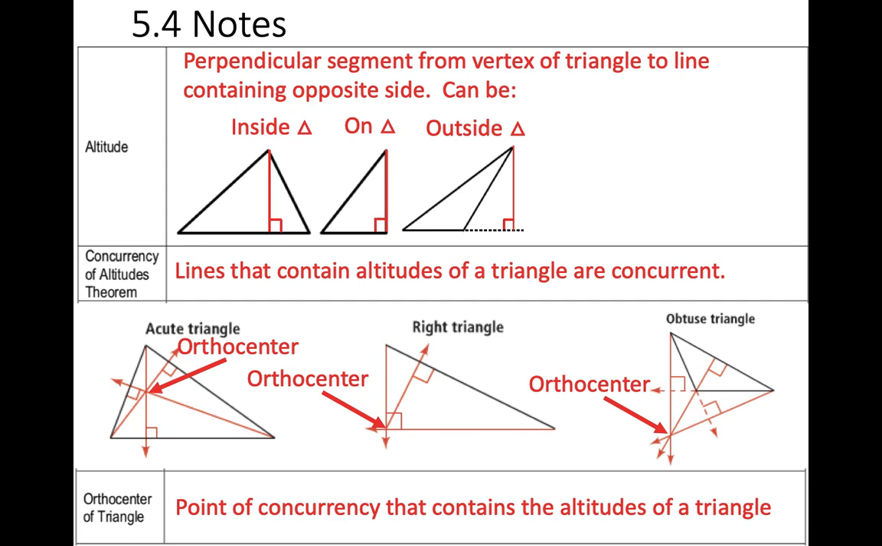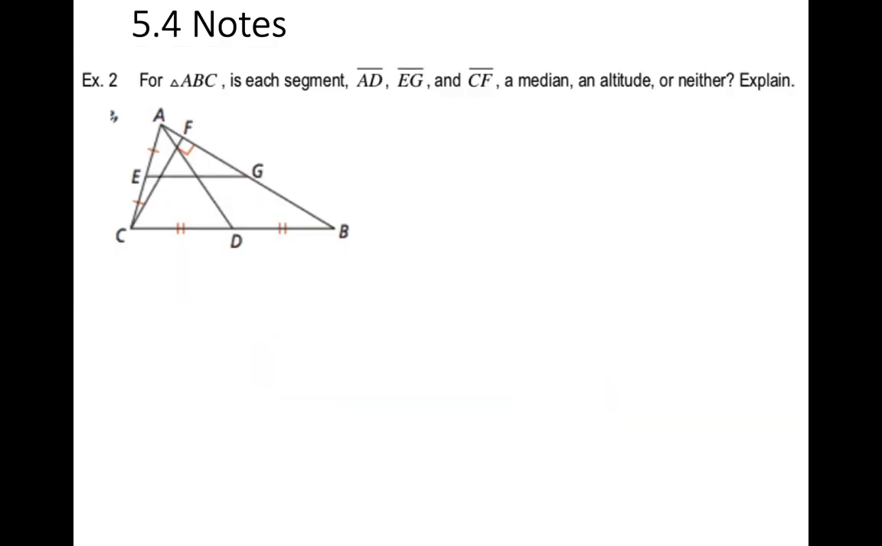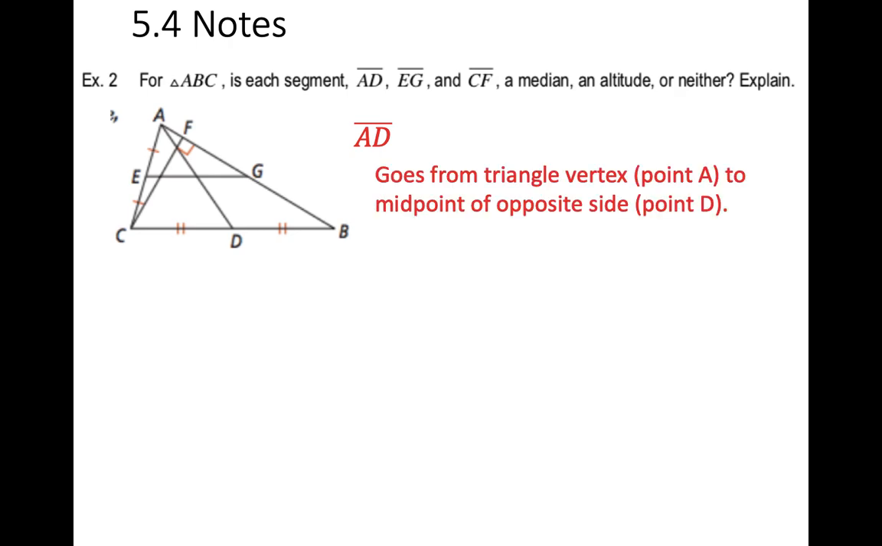Okay, so now we know what altitudes are and what the orthocenter is. And so we can go through quickly and explain. So for this one, what are each of these different segments? So AD, when I look at AD, it goes from the triangle vertex, point A there, to a midpoint on the opposite side. That's point D. So something that goes from the vertex to the midpoint of the opposite side is a median.